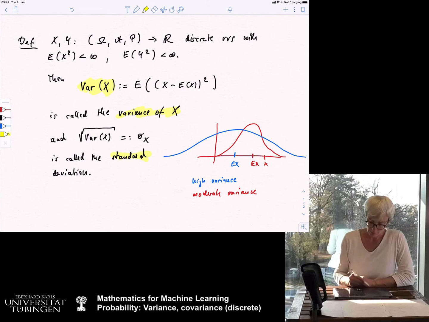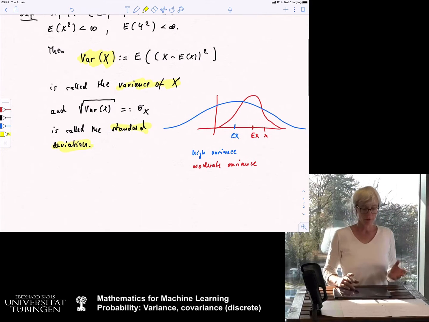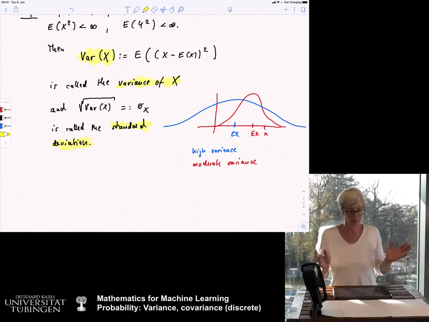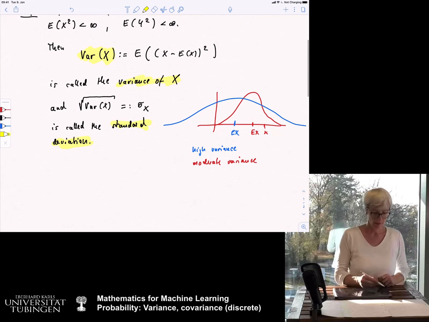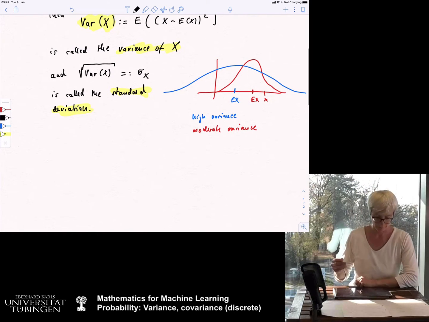Okay, let's also make it yellow. These are the two notions. If we have just one variable, how does it deviate from its expectation? And then there is another thing, that is the covariance. That's if we have two random variables. And I'll write it down first.